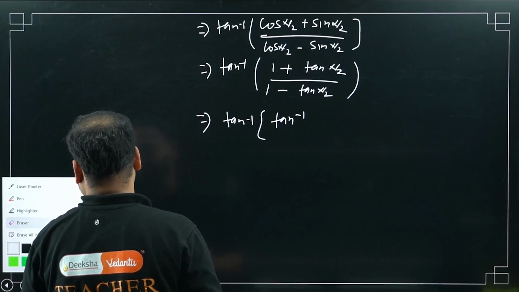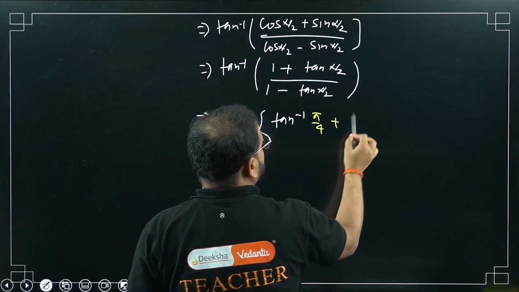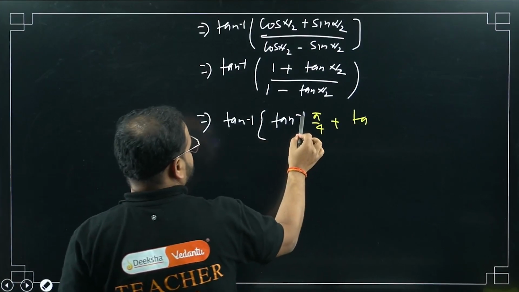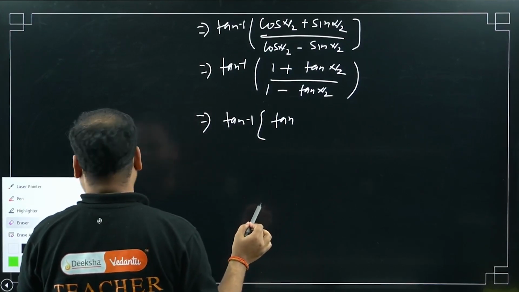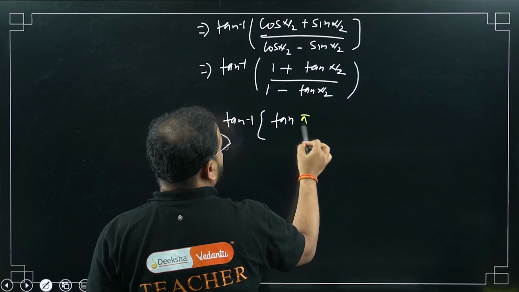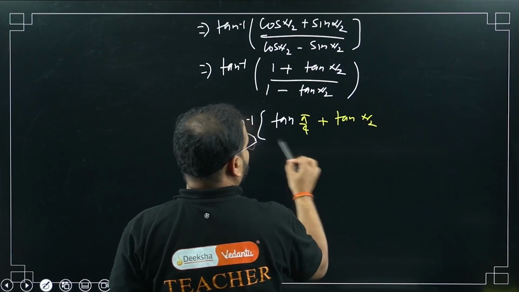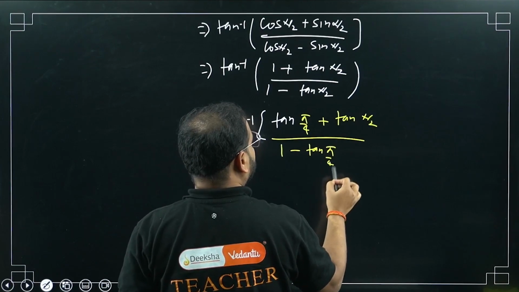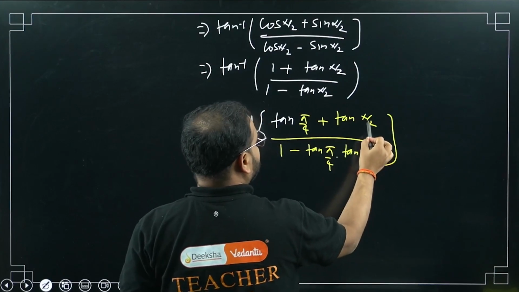Yeah, tan inverse of pi by 4 plus tan... okay, not tan inverse, tan pi by 4 plus tan x by 2 upon 1 minus tan pi by 4 times tan x by 2. Can you see this?